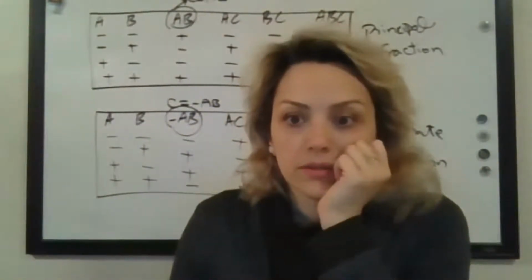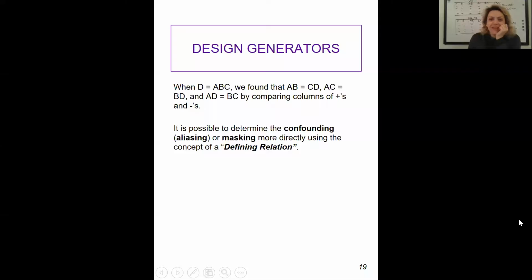Let me show you my note. For the design generators, when we say D is equal to ABC, we found that AB was equal to CD, AC was equal to BD, and AD was equal to BC; their effects were the same, by comparing columns of the positive and negatives. It is possible to determine the confounding, aliasing, or masking more directly using the concept of the defining relation. So here we need to understand what the defining relation is. How can we have the defining relation?